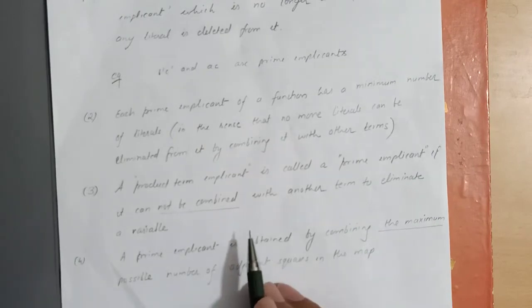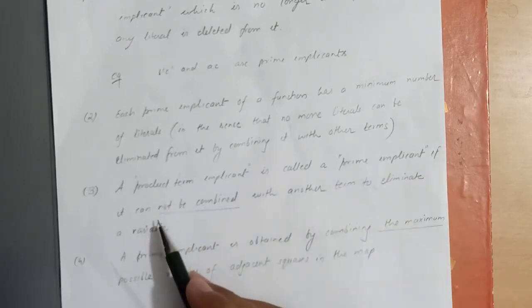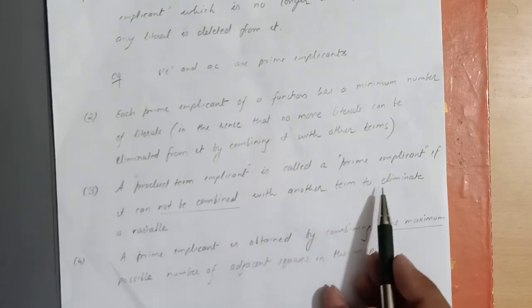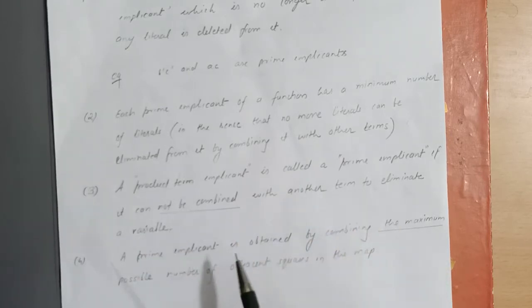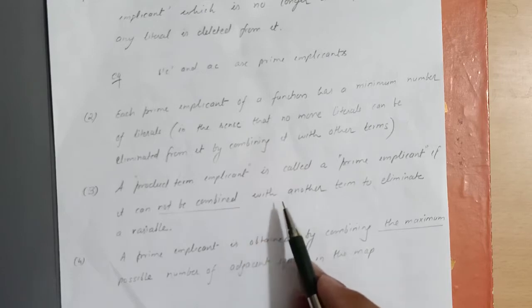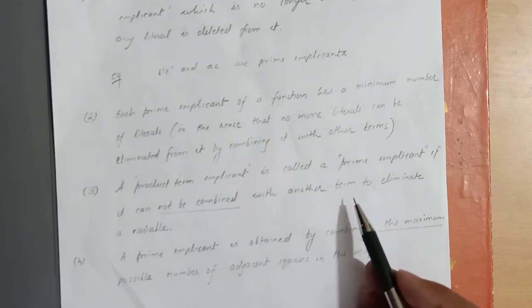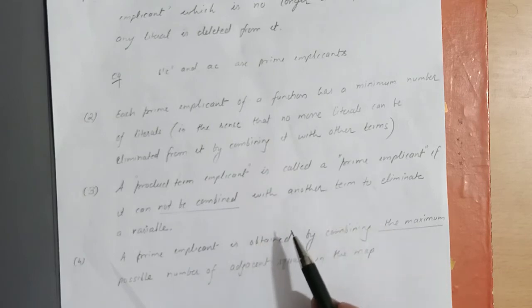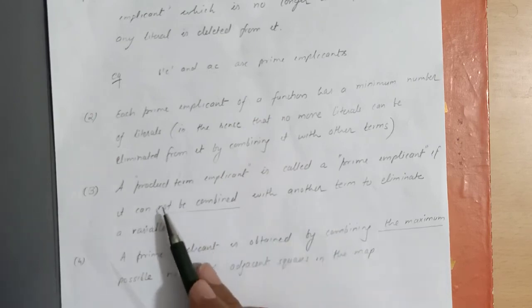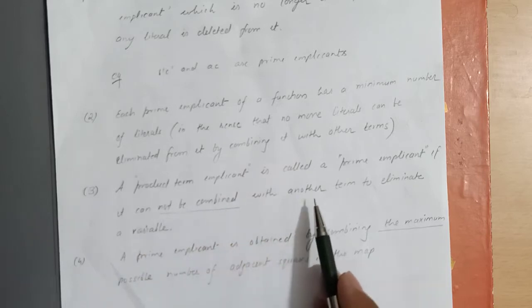So in case of K-map, how will you identify the prime implicant? Any implicant is called a prime implicant if it cannot be combined with another term to eliminate a variable. That means we cannot eliminate a variable from a prime implicant. We cannot combine it with other terms, because we eliminate a variable by combining terms.